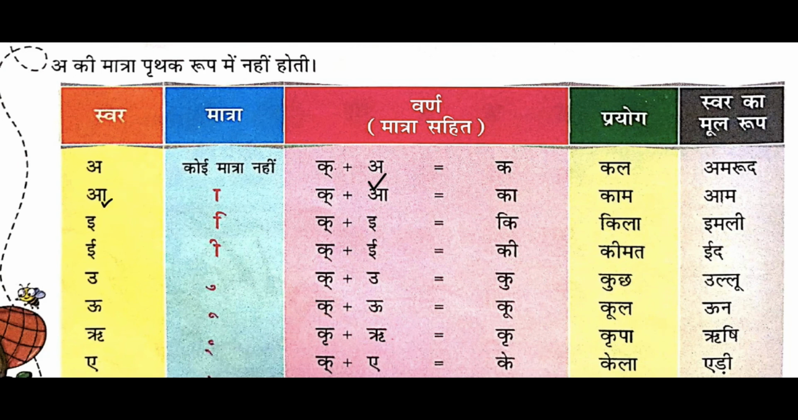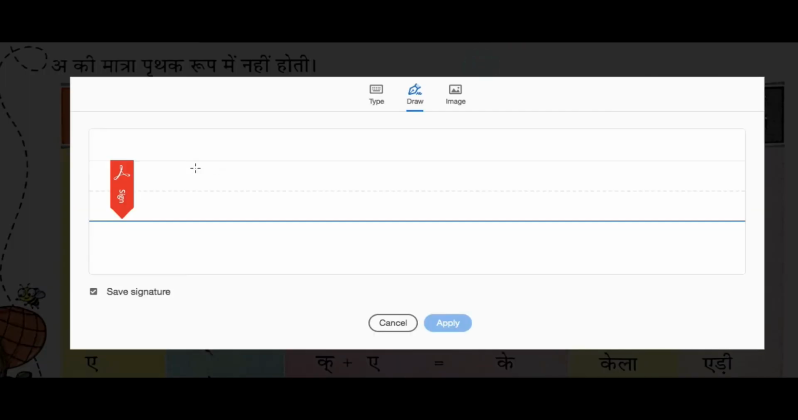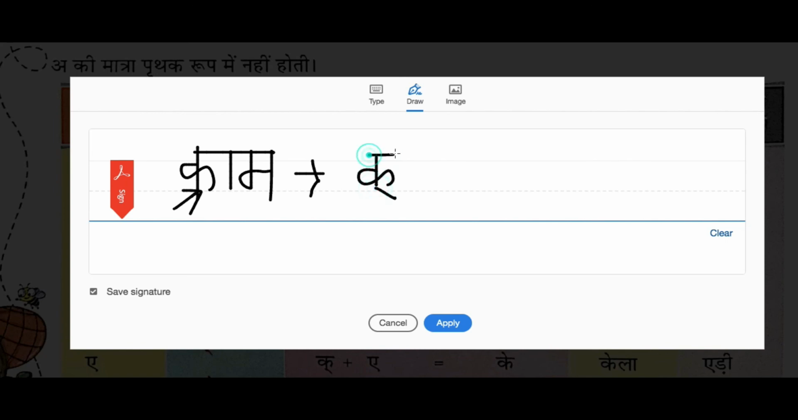So again with a ki matra ka with halant plus a makes kam. The first word is kam, second is am. Let's explain this one also. Kam. Now if you want to go for one with shape, this one ka is a vyanjan one and it is supported by a akar ki matra, so it will be ka with halant plus a.